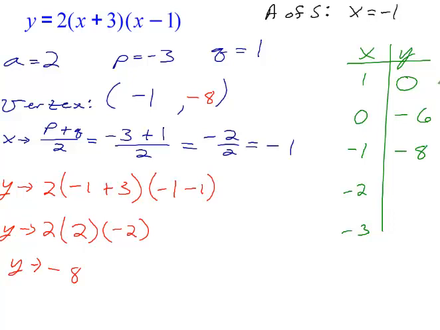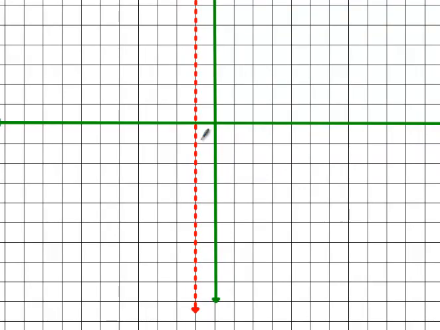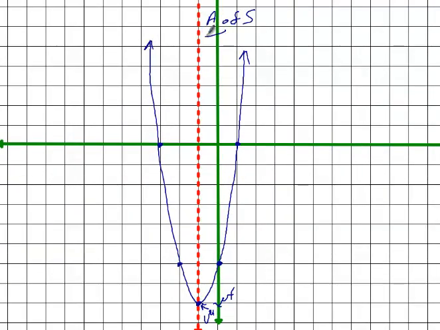What's negative 2 plus 3? 1. What's negative 2 minus 1? Negative 3. So what's 2 times 1? 2. 2 times negative 3? Negative 6. What's negative 3 plus 3? 0. What's 2 times 0 times something? 0. Everybody okay? Everybody okay with graphing? Right, same old, right?